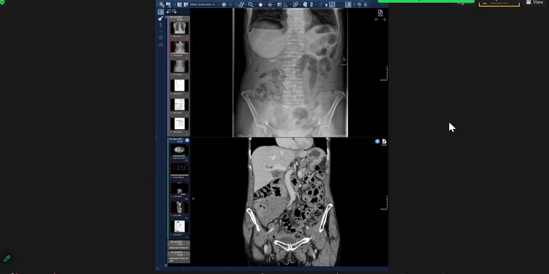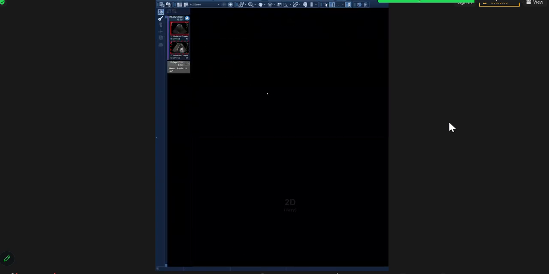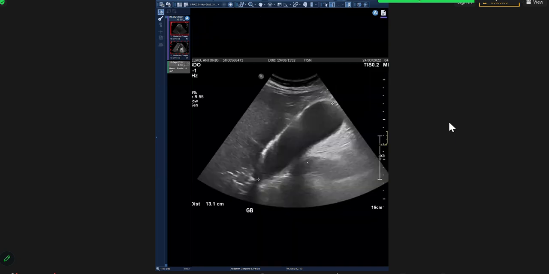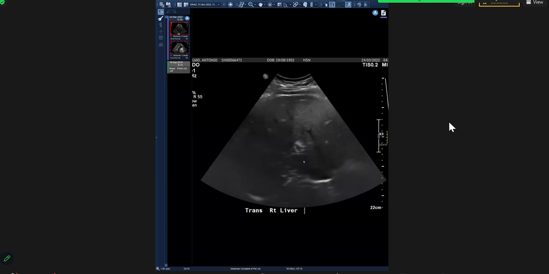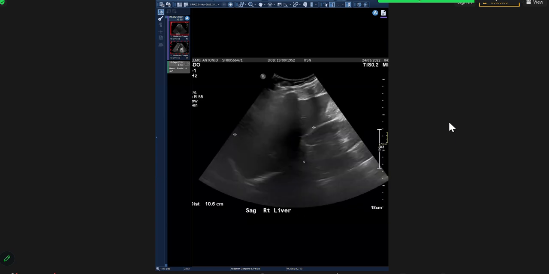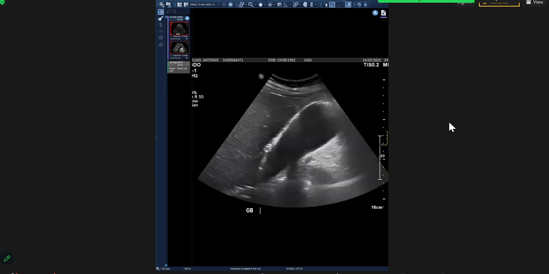Okay, so we go to your third case then. If you want to scroll, that's fine by me. If you want me to scroll, I can do that. So the patient came with right upper quadrant pain. Right upper quadrant. Okay.